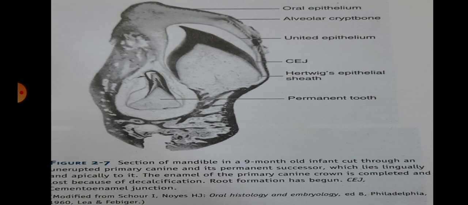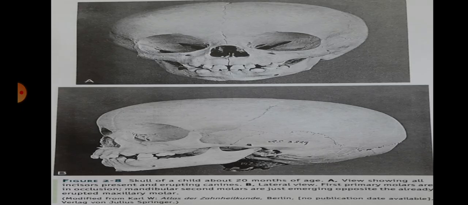The primary maxillary canines erupt at about 19, that is 16 to 22 months. You can see in figure 2.8, the skull of a child about 20 months of age. In picture A, you can see a view showing all incisors present and erupting canines. And picture B shows the lateral view.